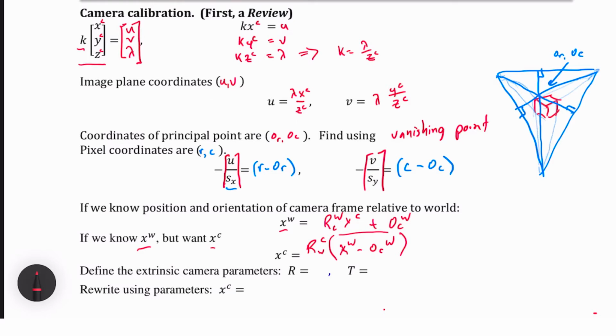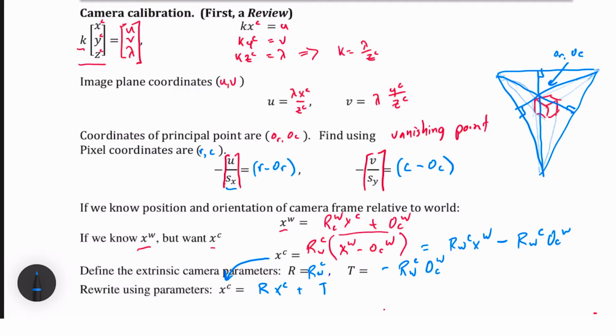And I'm going to go ahead and multiply that out. This is our world in C times X world minus our world in C times OC in world. And so these define where that camera frame is. So these are the extrinsic camera parameters, where we define that R is equal to R world in the camera frame, and this transformation is negative R world in the camera frame and O camera in the world frame. And so we can take this same equation that we had here and rewrite it using these extrinsic camera parameters. And so it's just R times XC plus T.